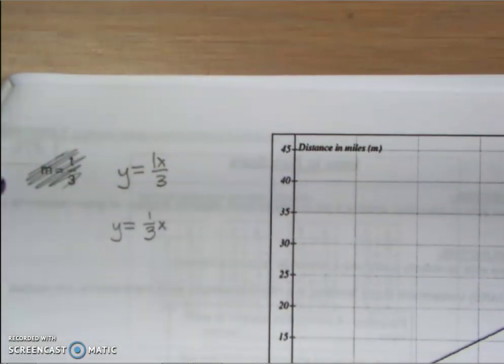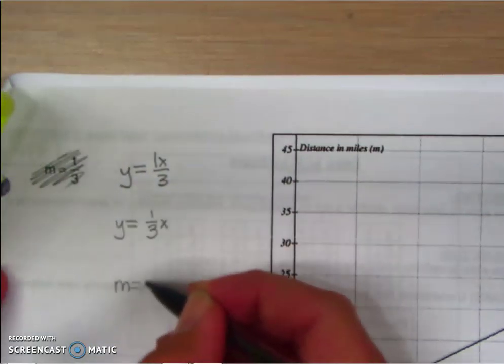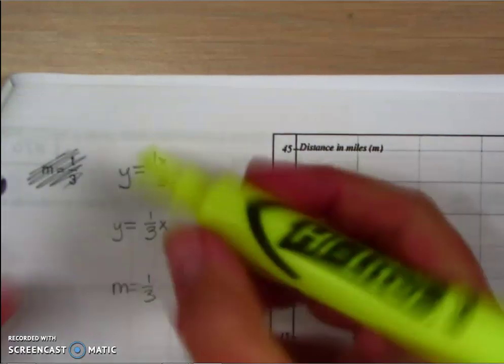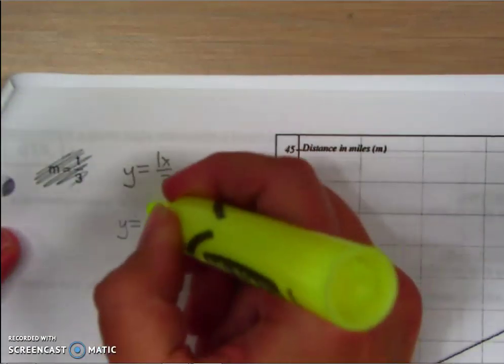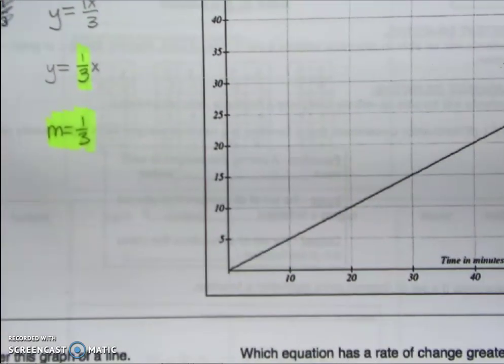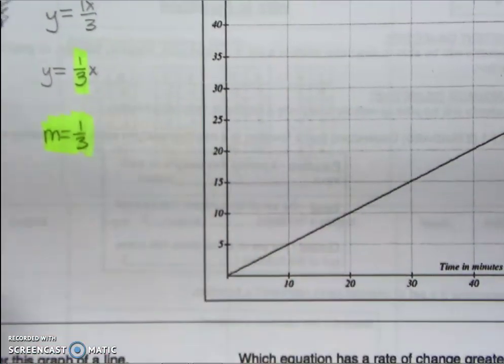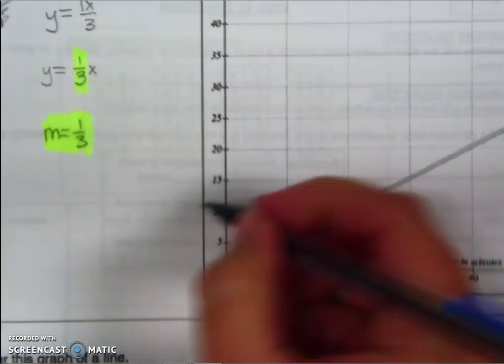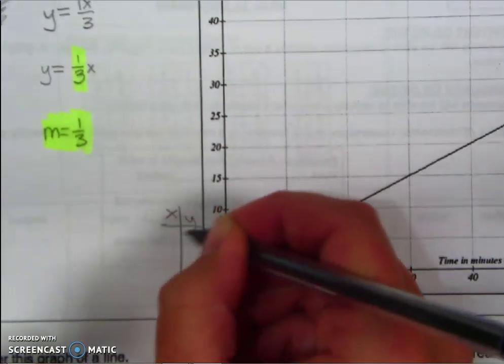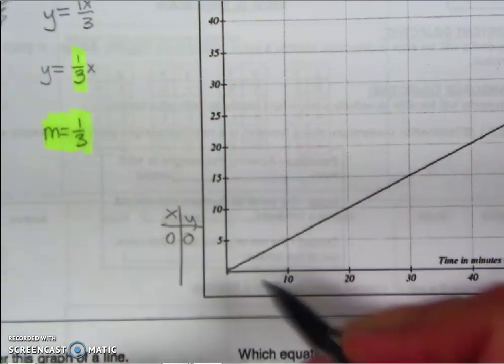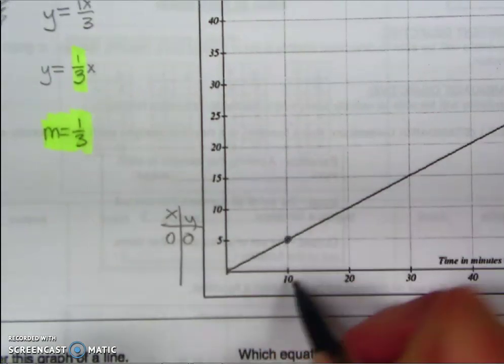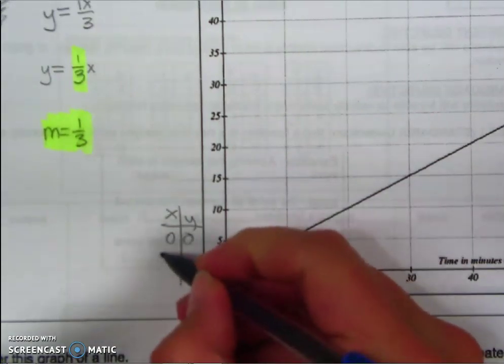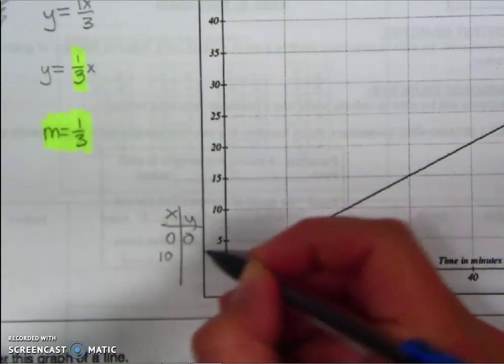So we can already see the slope then. Our slope would be 1/3. So I'm going to highlight that so we can see it, and it shows up right there in front of the x. Now on the graph. So this graph is nice. Just like this one, it would start at 0, 0. So let's write a little table of values for the graph. Starts at 0, 0 right here. And then it looks like there's a good point even right here where x is 10 and y is 5.